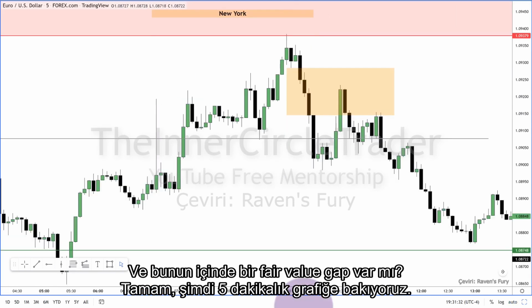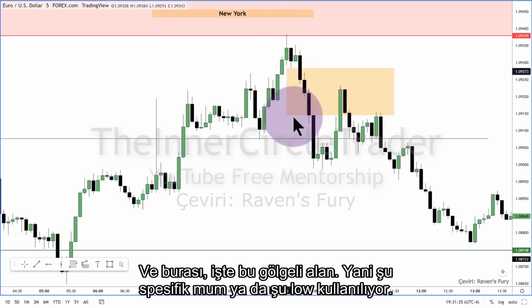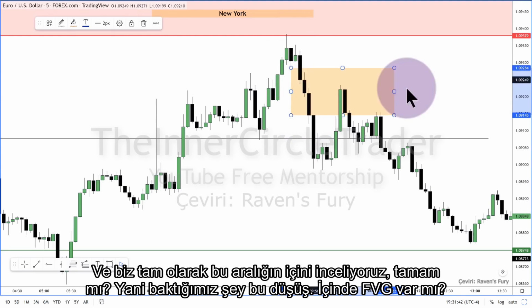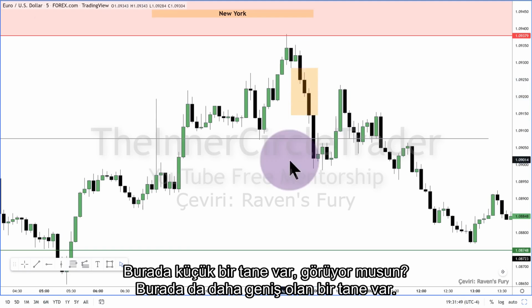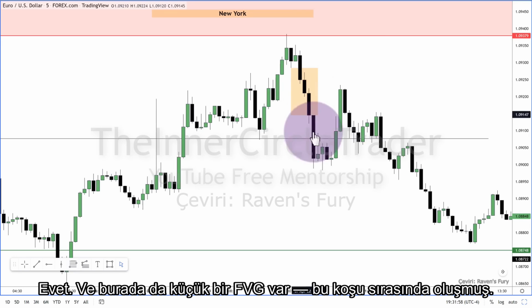All right, so we're looking at the 5-minute chart now, and it's that shaded area here. So it's using this specific candle, or that low. And we're looking inside this range right here. Okay, so it's this decline we're looking at. Does it have a fair value gap? Well, we have this small one right in here. See that? We have this stretched out one here. Yes. And we have all this run in here where it has a small little fair value gap.